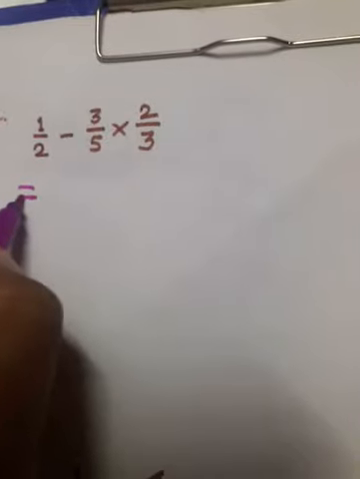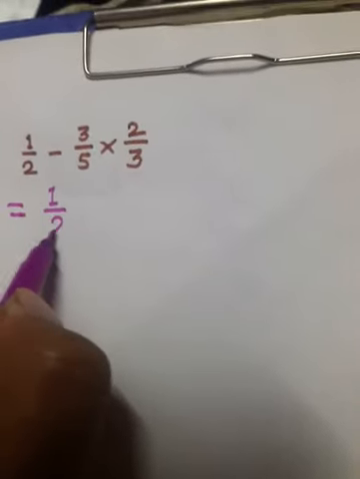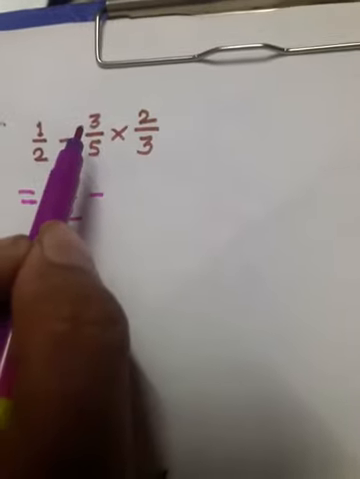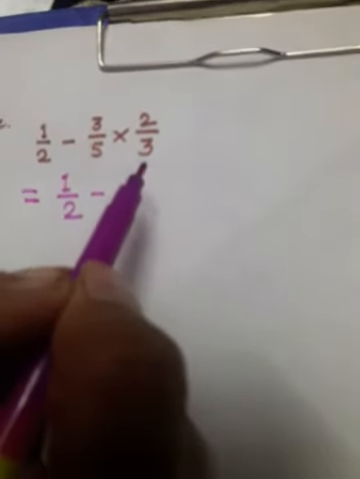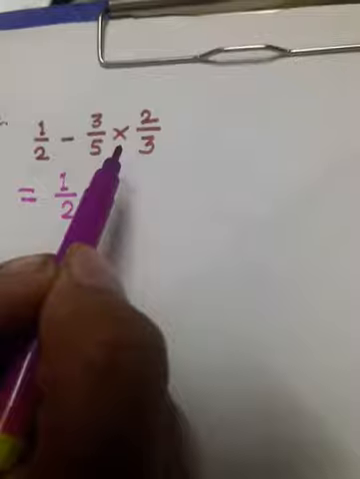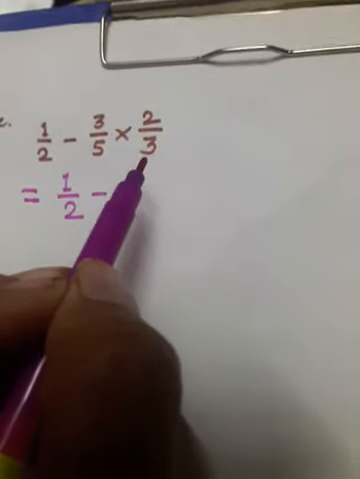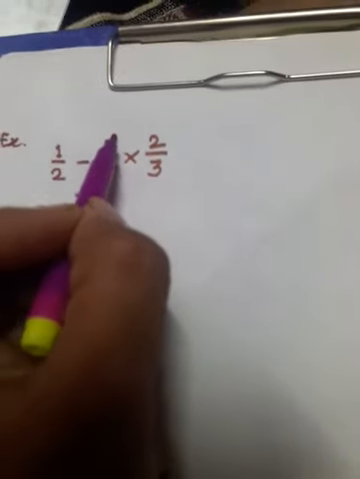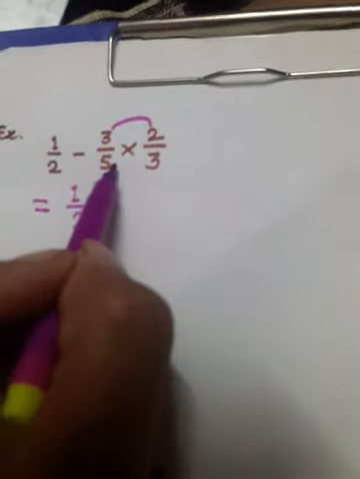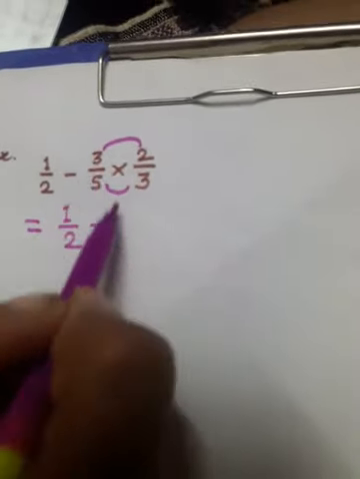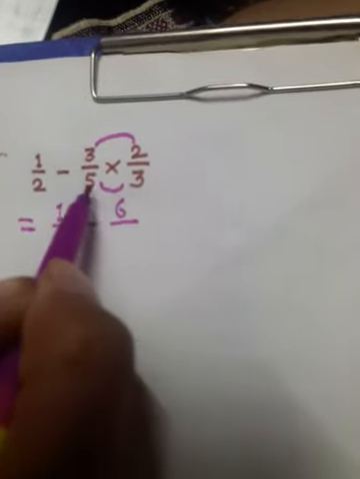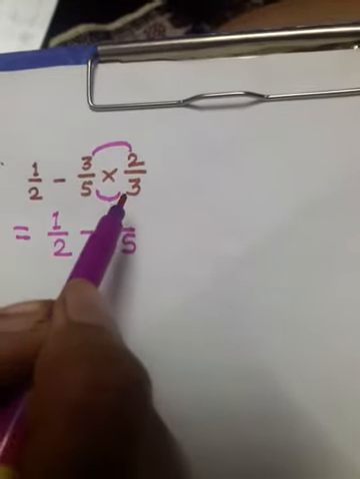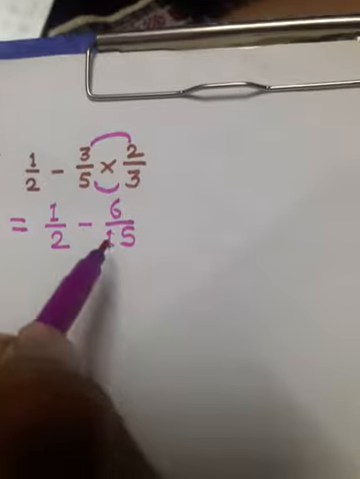Therefore, it is equal to 1 upon 2 minus, which remains the same, 3 upon 5 into 2 upon 3. We have to carry out the multiplication between 3 upon 5 and 2 upon 3. We know that when multiplying two fractions, we multiply the numerators and the denominators. 3 twos are 6 upon 5 threes are 15. The product of 3 upon 5 and 2 upon 3 is equal to 6 upon 15.